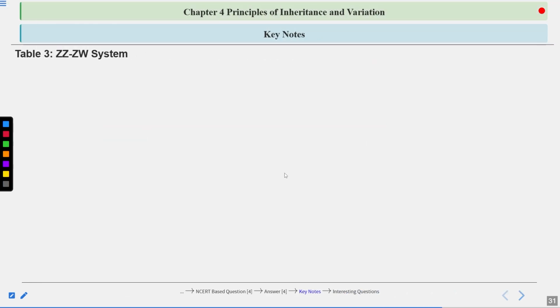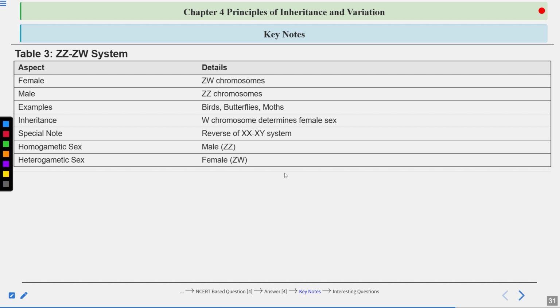Let's talk about the ZZ-ZW system. So here the females have ZW chromosomes, males have ZZ chromosomes. So here males are homogametic, females are heterogametic. The female determines the sex here. Okay, examples are birds, butterflies and moths. Inheritance: the W chromosome determines the female sex here. Okay. It is the reverse of the XX and XY system. Remember this. Here the homogametic sex is male, heterogametic sex is female. So this table is very important. All of these are very important.